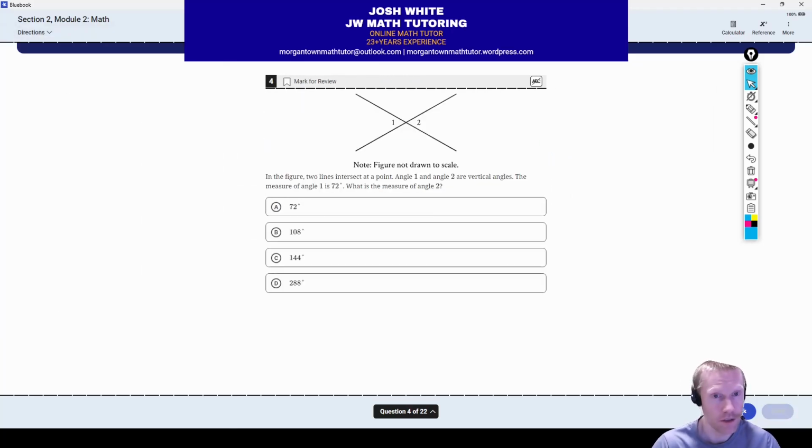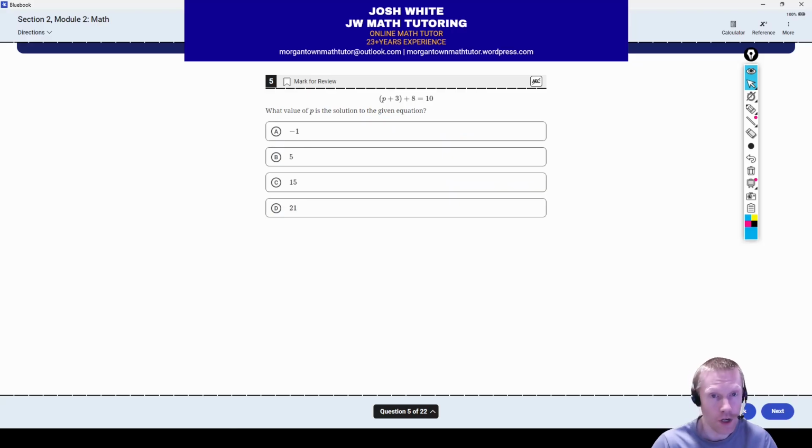All right, here we have two lines that are intersecting. So we're going to have a geometry problem here dealing with some vertical angles. Angle 1 is 72. Angle 2, which is a vertical angle across from angle 1, will also be 72 because vertical angles are congruent. So the correct answer for this one is just letter A, and there's nothing else to do.